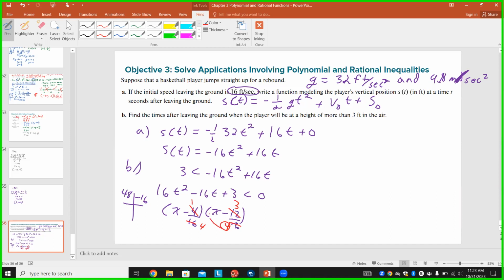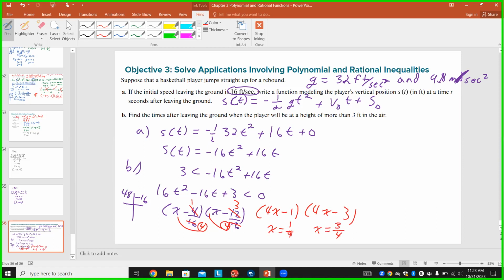And then I just bring this to the front. So I really have 4x minus 1, 4x minus 3. Set those equal to 0. I know we're short on time. So it's going to be x equals 1/4. This is going to be x equals 3/4.